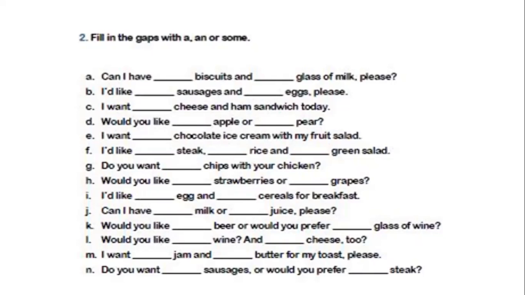Do you want chips with your chicken? Would you like strawberries or grapes? I'd like egg and cereals for breakfast. Can I have milk or juice, please? Would you like beer or would you prefer a glass of wine? Would you like wine and cheese too? I want jam and butter for my toast, please. Do you want sausages or would you prefer a steak? Okay, let me send you the image.